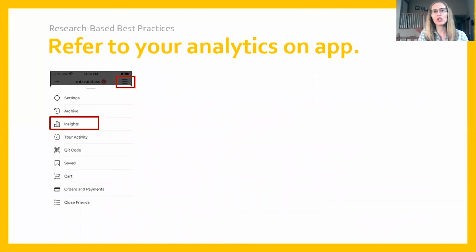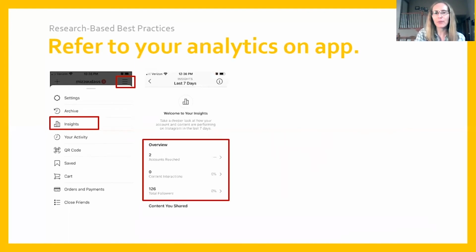If you're looking for more general data about your account, then you can go to your profile page and click the hamburger icon in the upper right-hand corner. The hamburger icon is that icon with the three horizontal lines. When you click it, you'll then be able to choose Insights. From there, you can see an overview of your account for a particular time period.